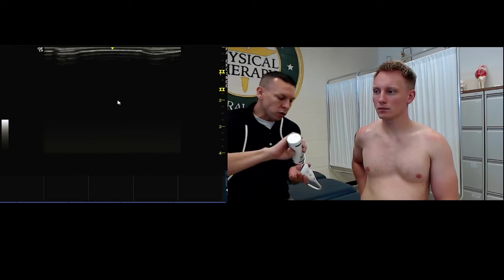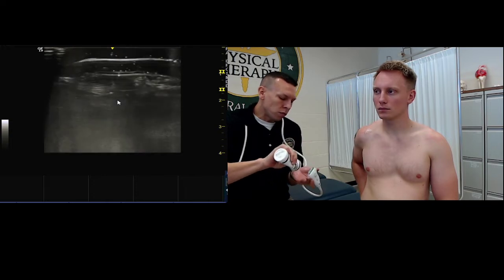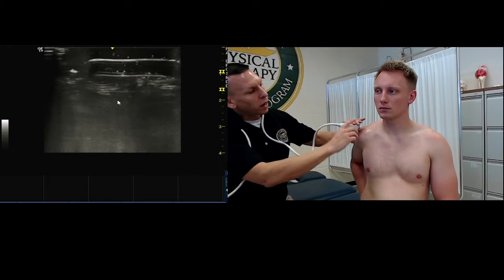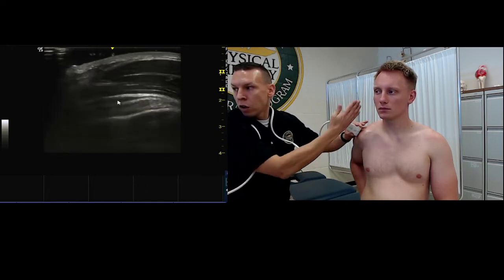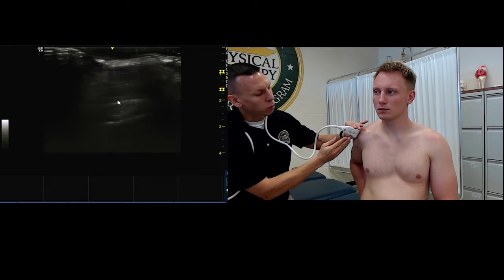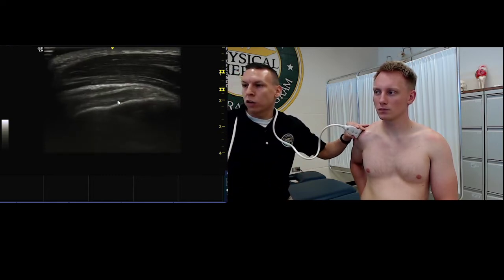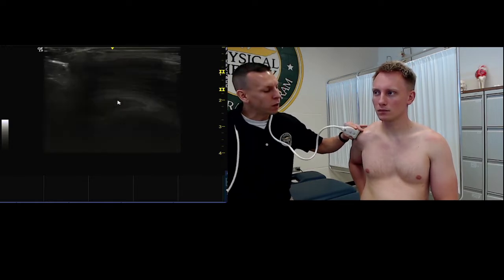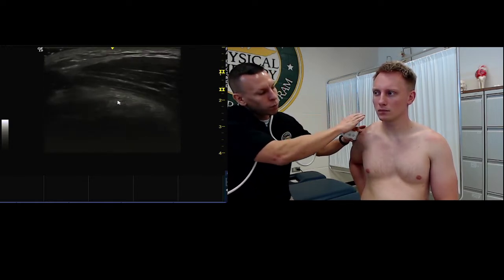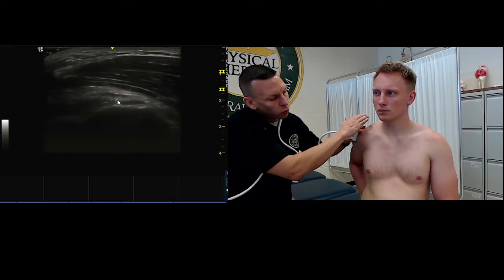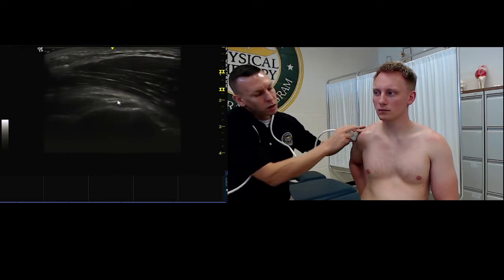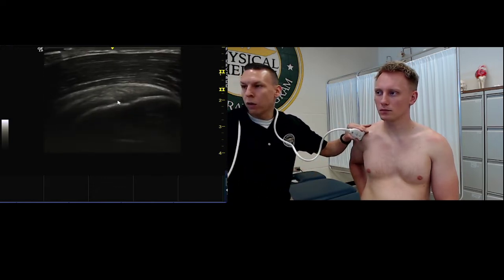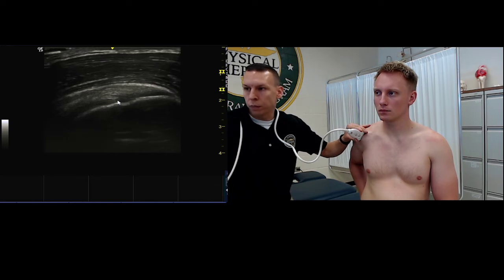From here, once they're in that position, we're going to take our probe, and I like to point the indicator up towards their ear. When we do that, we're looking at the supraspinatus in long axis. I think that's kind of difficult for people to realize, but it's usually here. By position in extension and rotation, we're moving it like this, and so the tendon should be coming down like this, and we're looking at it towards their ear.